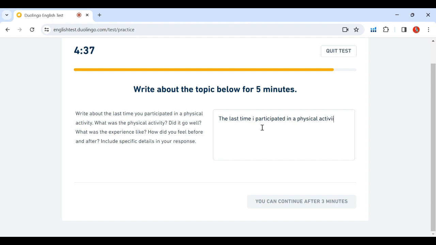And a physical activity was okay. So the last time I participated in a physical activity was actually last night, when I went to the gym and worked out.